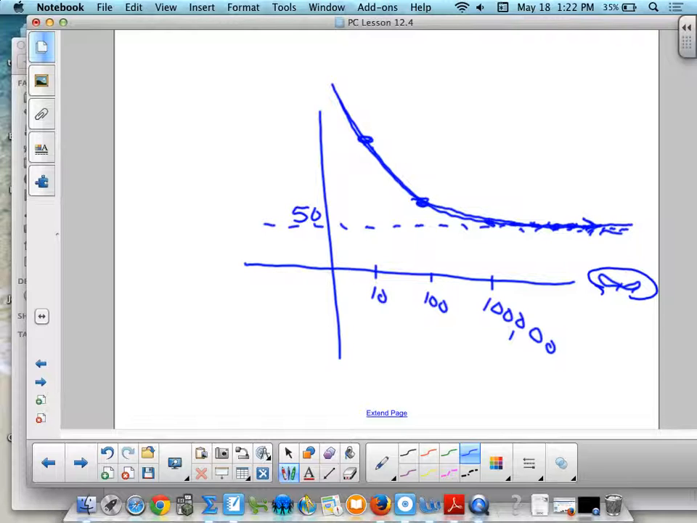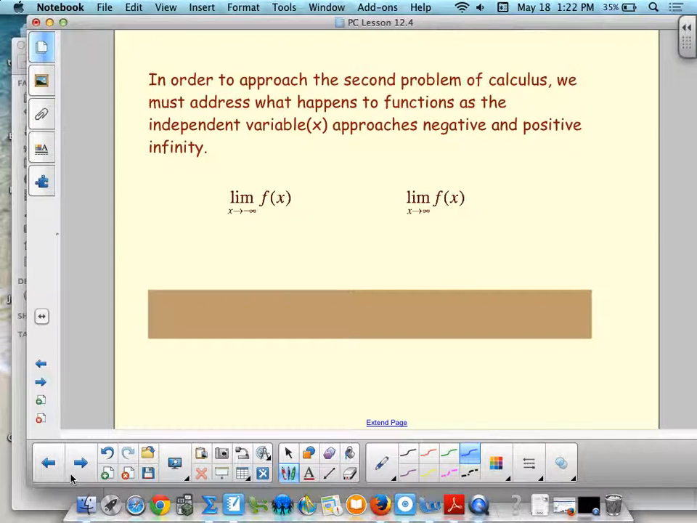But you know what? I made this up. This could have been 500. This could be 0. This could be negative 10. It could be anything. Right? Does that make sense? All right. So that is how a limit truly does exist. Okay? As you approach infinity.